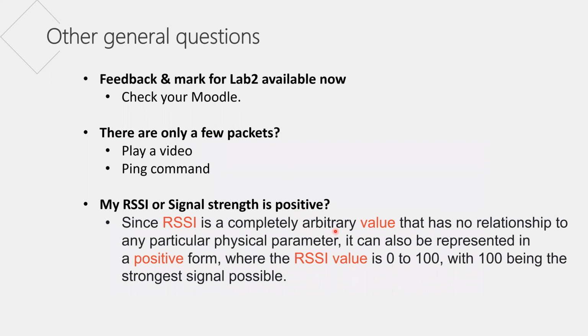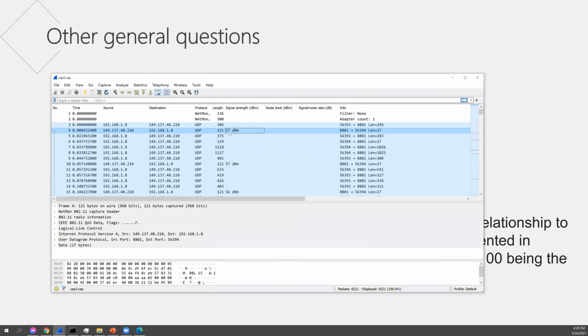But the reason is that the RSSI is a completely arbitrary value, so sometimes our interface will just create a value which is positive. It means 0 is the weakest signal strength and 100 is the most powerful signal strength. So all you need to do is to describe this problem if you have it. You are not required to change the value into negative, or to add a negative symbol here.